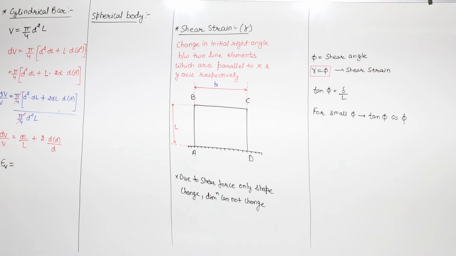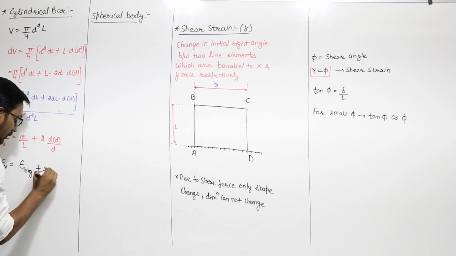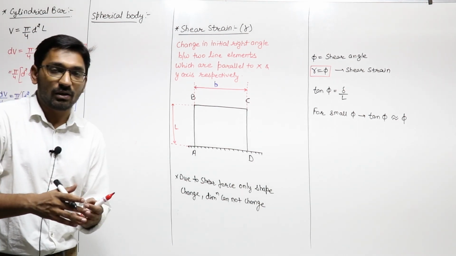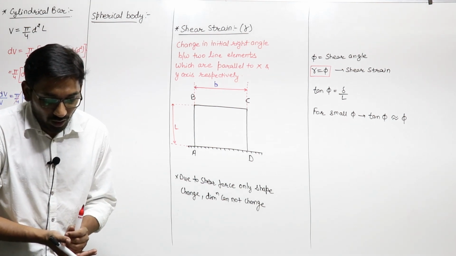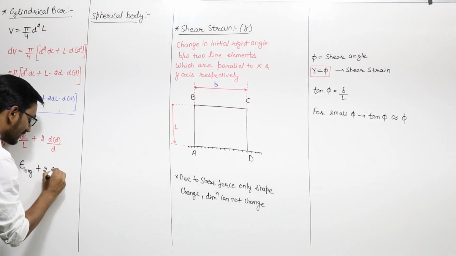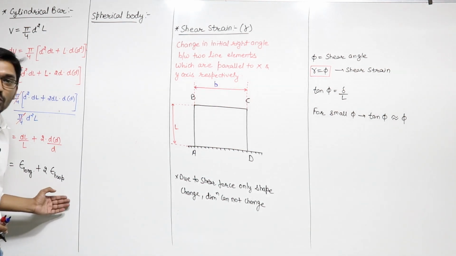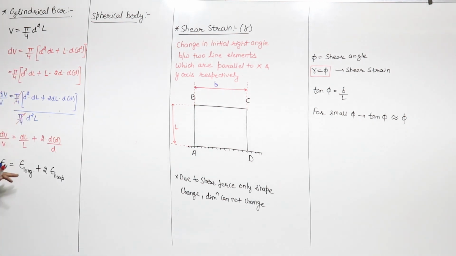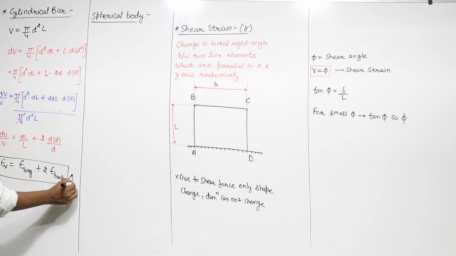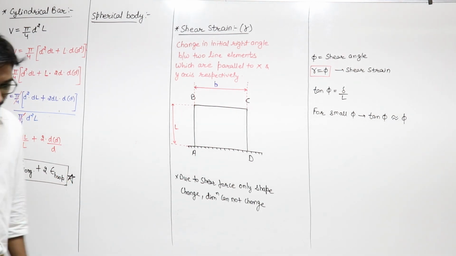In case of a pressure vessel, we will see that this is known as your longitudinal strain plus 2 times the strain on diameter, that is change of diameter upon original diameter, which is known as your hoop strain or circumferential strain. We will discuss the hoop strain in the pressure vessel chapter. For your understanding now, the volumetric strain in case of a cylindrical bar is longitudinal strain plus 2 times hoop strain, right?